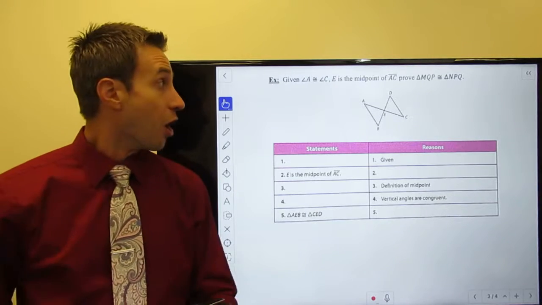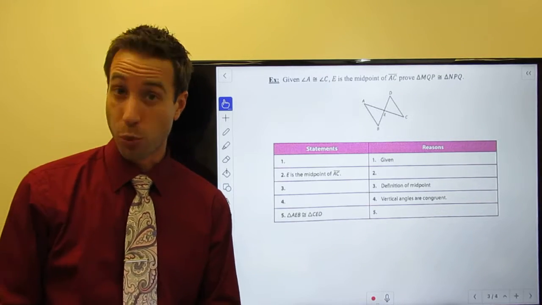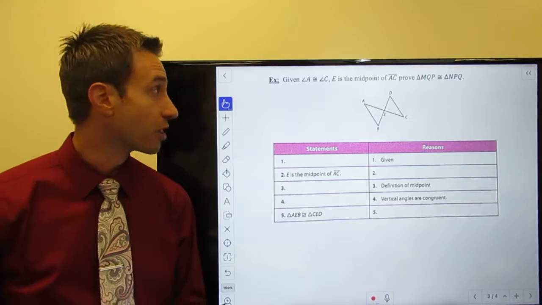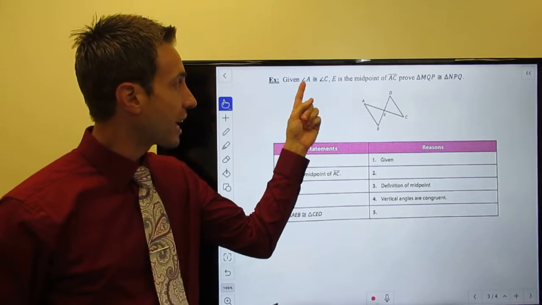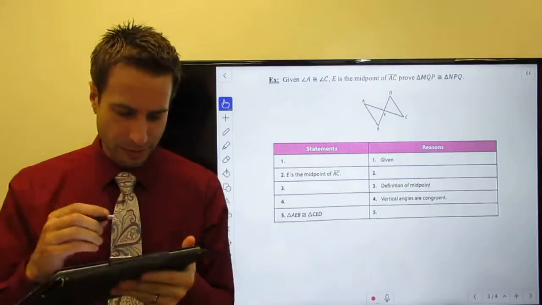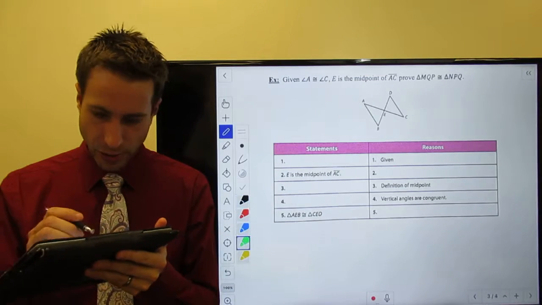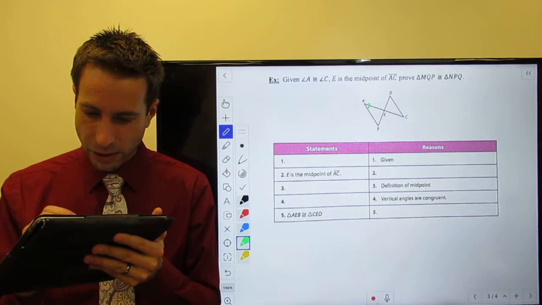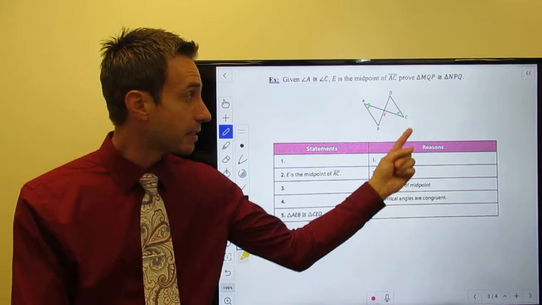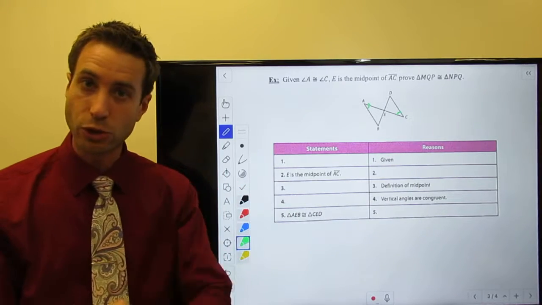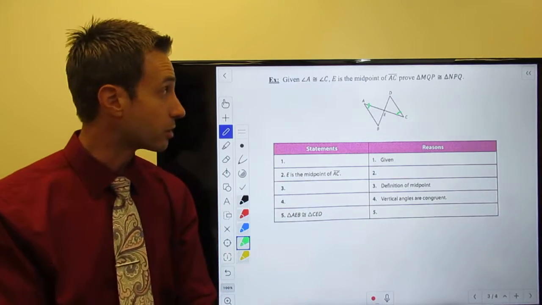Okay, here we go. Let's first take a look at what we're given. Fill in our diagram a little bit if we need to. I am told that angle A is congruent to angle C. Let's put that in there. Angle A is right here, and that angle is congruent to angle C, this one right down here. So I know that those two angles are congruent. We're off to a pretty good start.